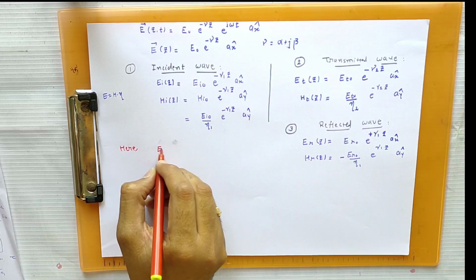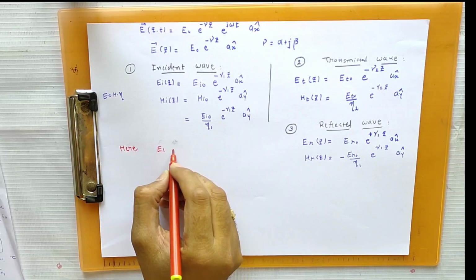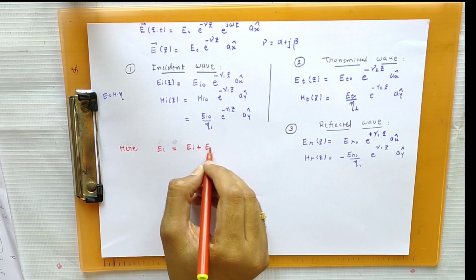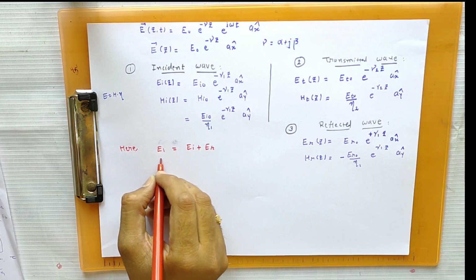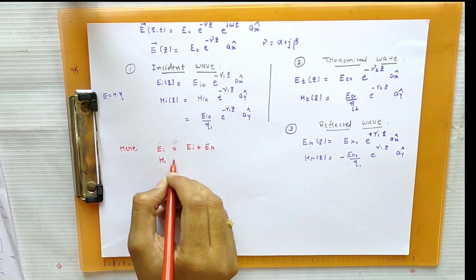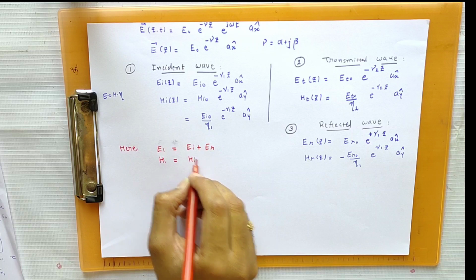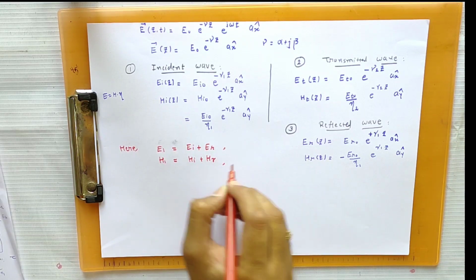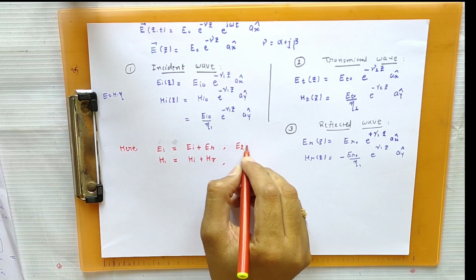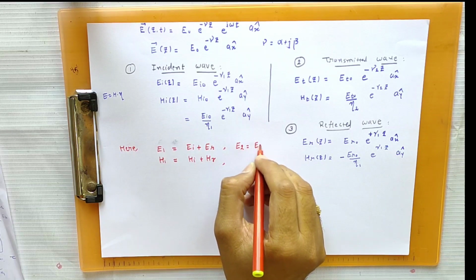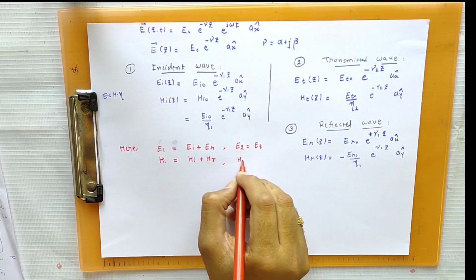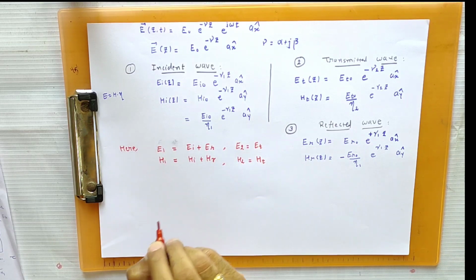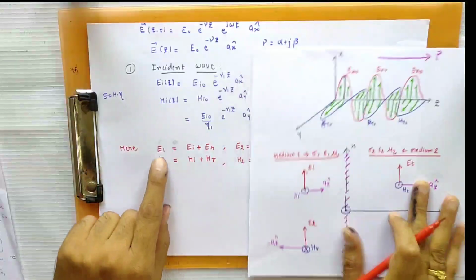Here the total wave in the first medium, which is E1, is equal to incident wave plus reflected wave. And H1 is equal to incident wave plus reflected wave in the first medium. What about the second medium? The total electric wave in the second medium is only the transmitted wave, and here it is only the transmitted magnetic wave. Clear.